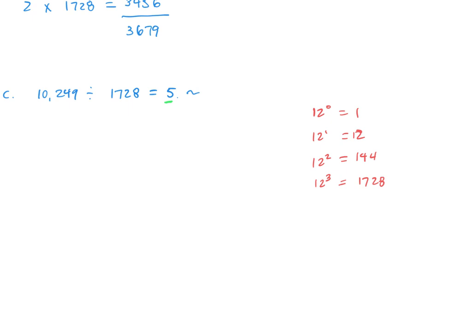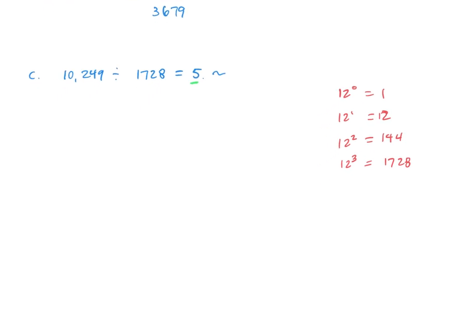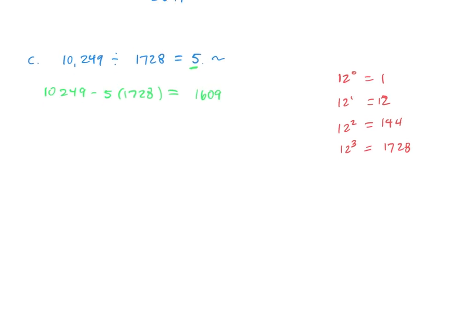Okay, so we want to then see what the remainder is. So we'll take that 10,249 and we'll subtract off 5 of those 1728s. And that leaves a difference of 1609. So this is like the remainder after the 5 1728s.